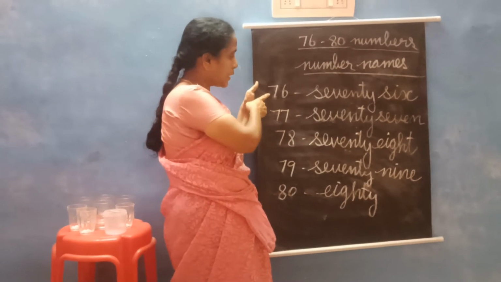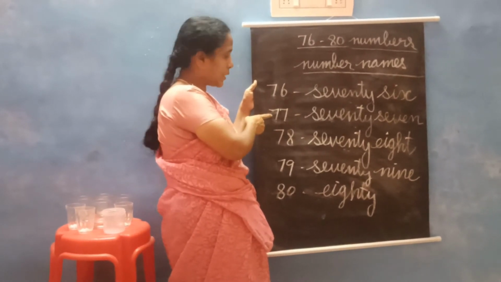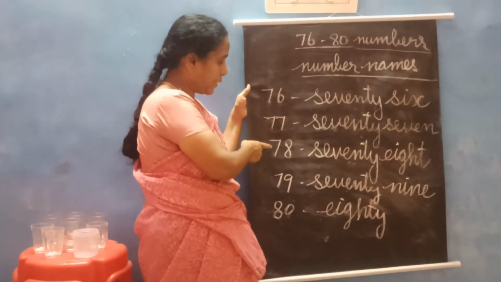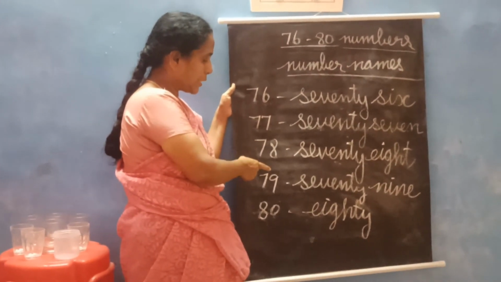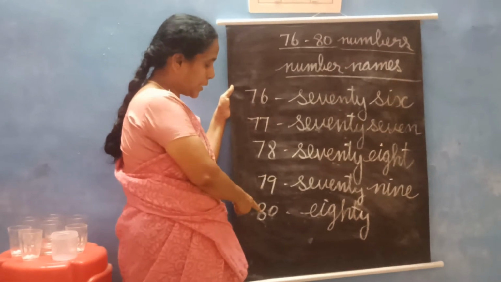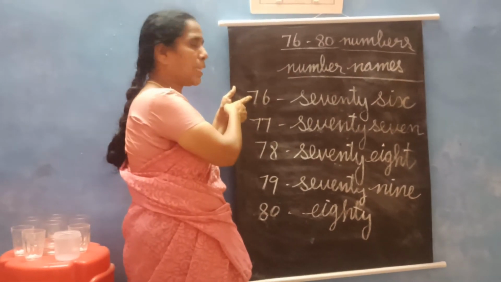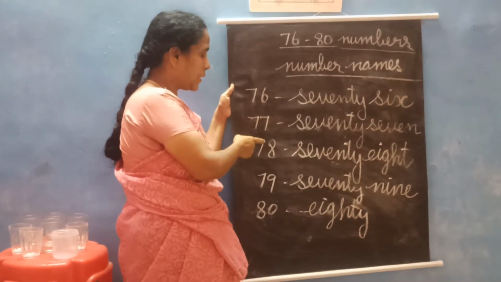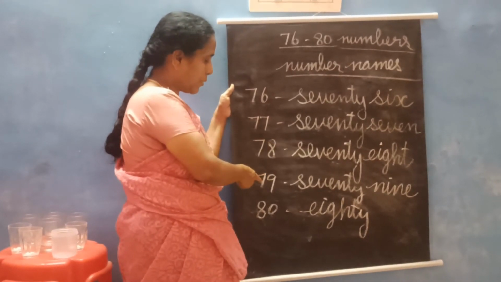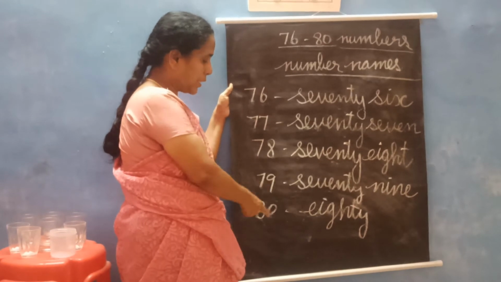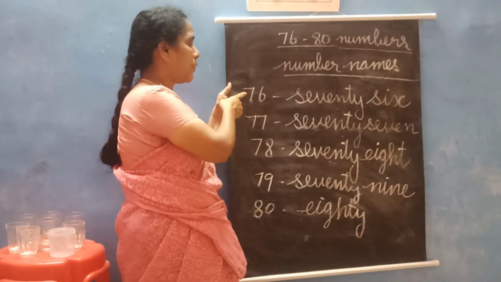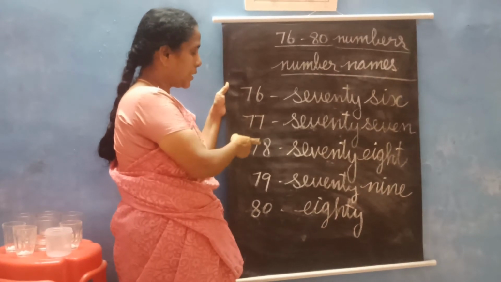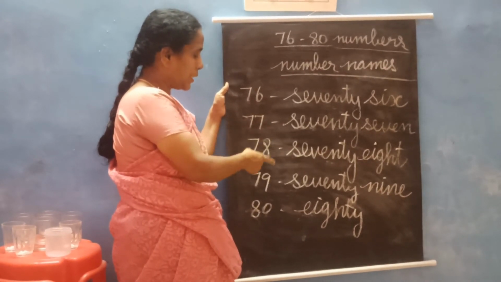76 after, what number will come? 77. 77 after? 78. 78 after? 79. 79 after? 80. Again, 76 after? 77. 77 after? 78. 78 after? 79. 79 after? 80.